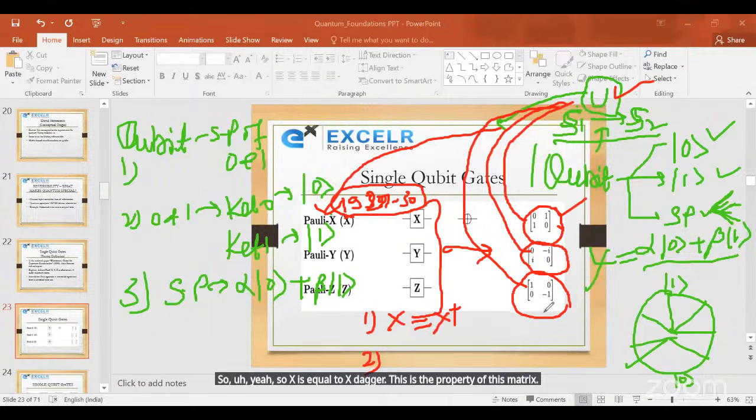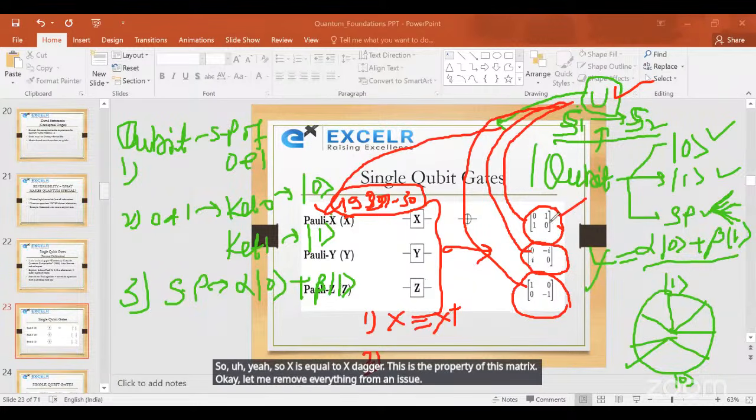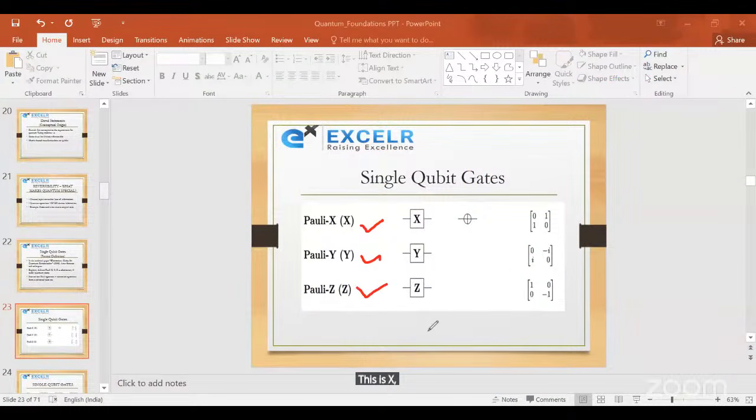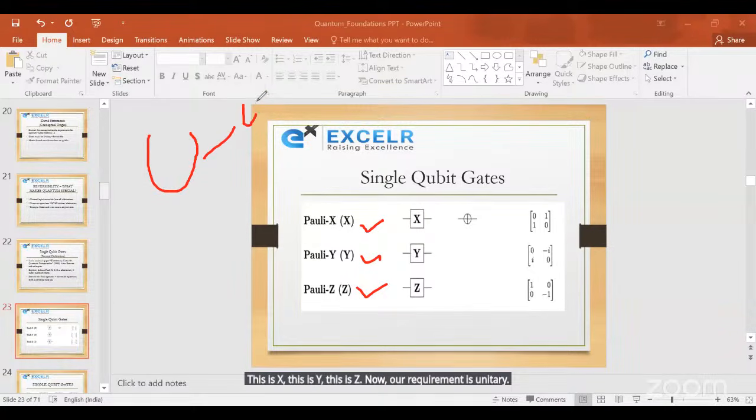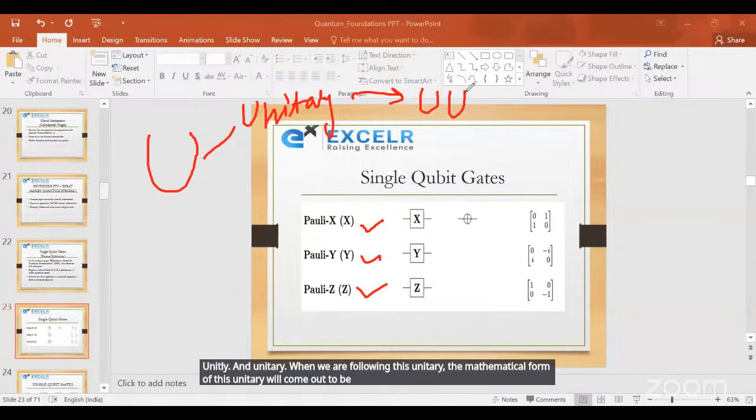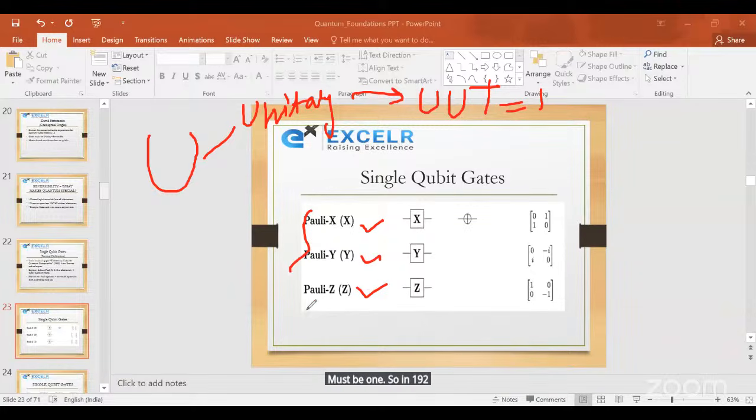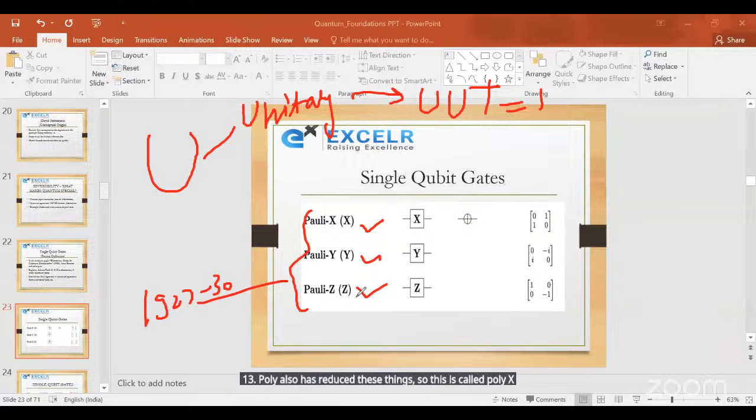Let me remove everything. This is X, this is Y, this is Z. Now our requirement is unitary. When we are following this unitary, the mathematical form of this unitary will come out to be U U dagger must be 1. So in 1927, Pauli also introduced these things. So this is called the Pauli X matrix, Pauli Y matrix, Pauli Z matrix.